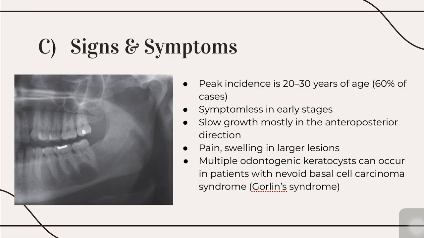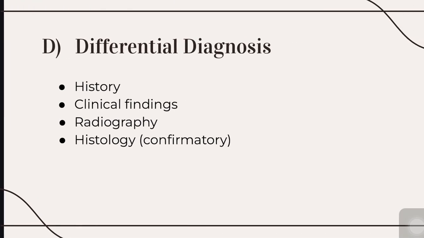For the signs and symptoms, the peak incidence, as I mentioned before, is around 20 to 30 years of age, which occurs in 60% of the cases. It is symptomless in early stages, and it is slow growing, mostly in the anteroposterior direction. The patient will experience pain and swelling in larger lesions, and multiple odontogenic keratocysts can occur in patients with nevoid basal cell carcinoma syndrome, also known as Gorlin syndrome.